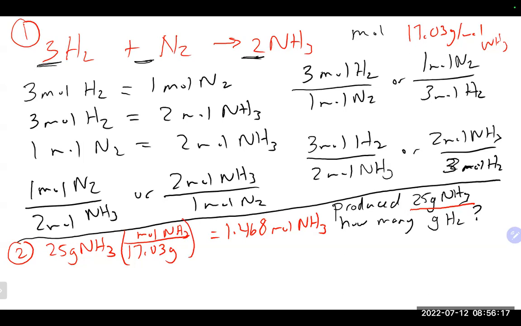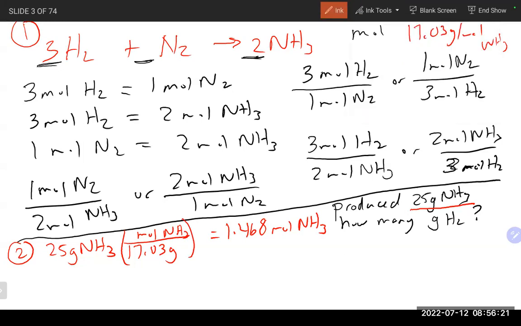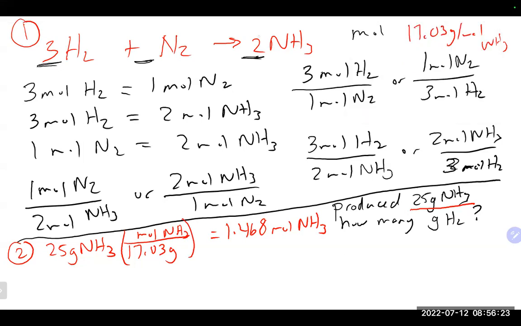The problem though is at this point, we are stuck, if we think about it, over here at NH3. And we're not really interested in NH3 in this case. We're interested in how much H2. So we want to get over here. And that is really where the third step in the stoichiometry part comes from.